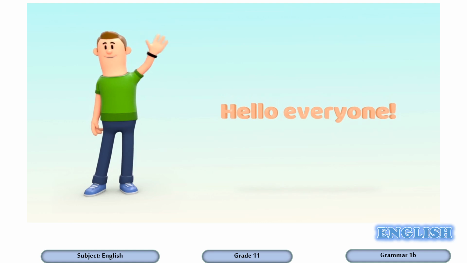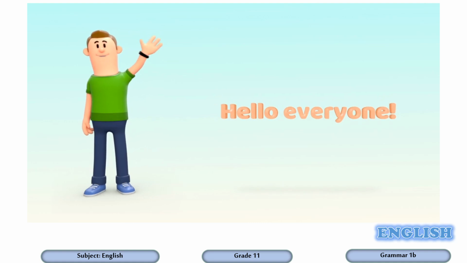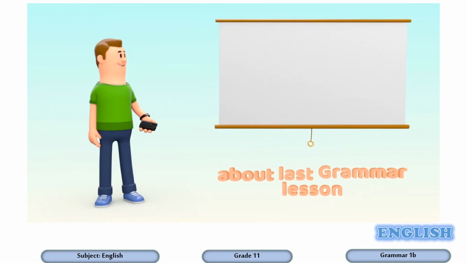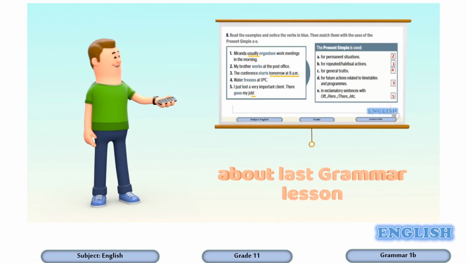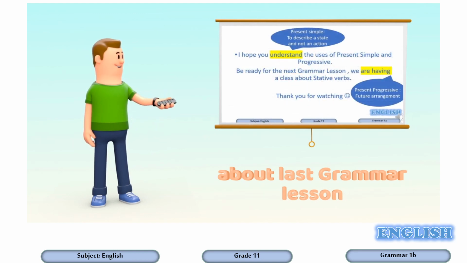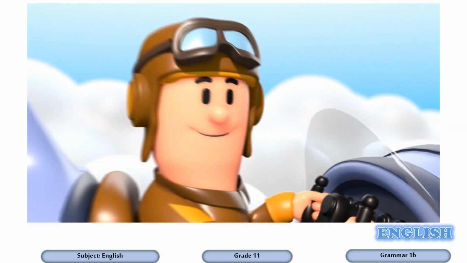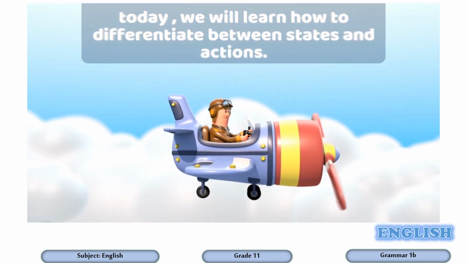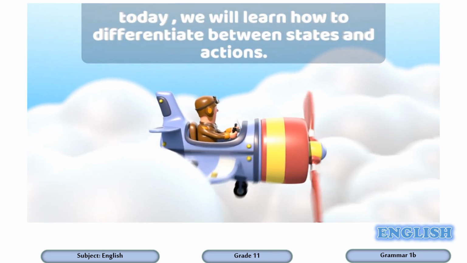Hello everyone, welcome back to our second grammar session. In our previous lesson, we studied the uses of the present simple and progressive, and how states can't be expressed in the progressive tense. So in our lesson today, we will learn how to differentiate between states and actions.